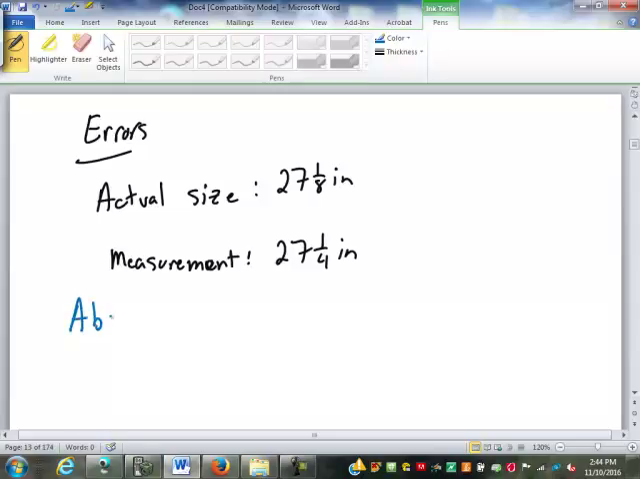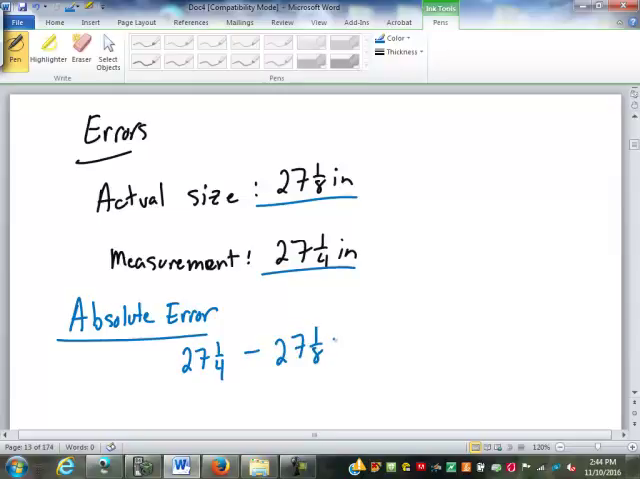Something called absolute error is simply the difference between the actual size and the measured size. Now, it doesn't matter which one's bigger, it's just the difference. We don't care about positive or negative. So I'm just going to take the larger one, the 27 1/4, minus the smaller one, the 27 1/8, which gives us a 1/8 inch absolute error. Does that make sense?